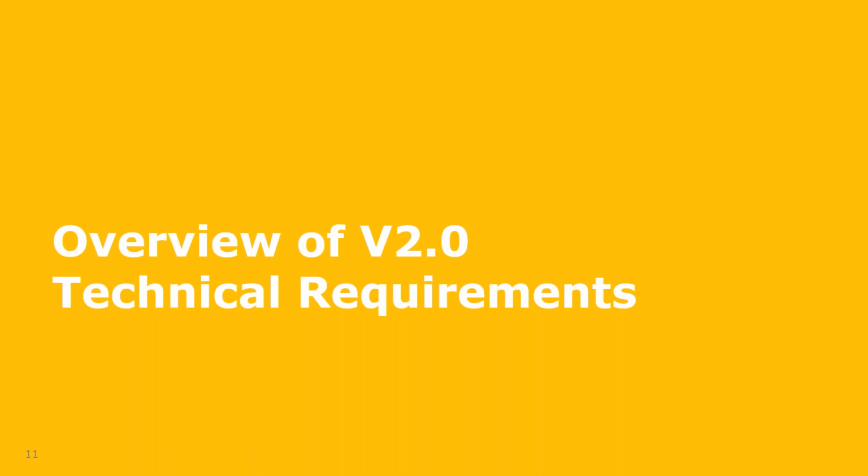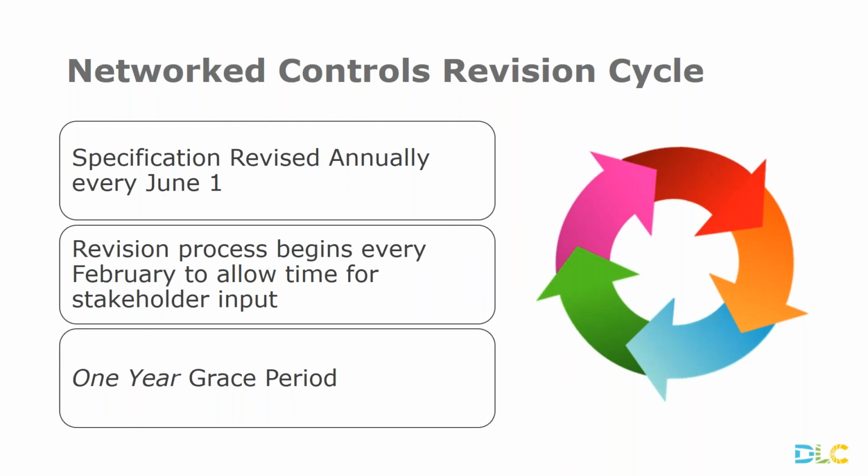So here, let's start talking about the new requirements. I'm going to start by describing our revision process. This is the second major version of our specification, 2.0. We issued the first version back in, I believe, April of 2016. And we are now on an annual revision process where we revise these requirements every year on June 1st.